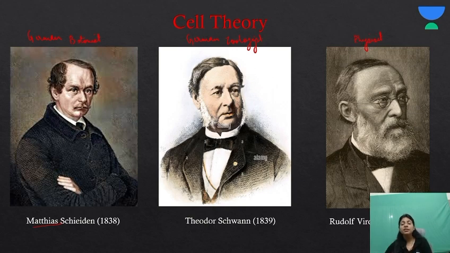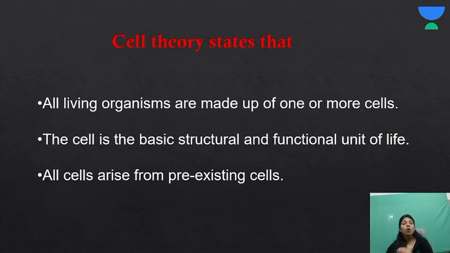Okay. He was a physicist. So all of them together gave the cell theory. So now let's see what the cell theory actually tells us about. The first thing was all living organisms are made up of one or more cells, and this was the first thing that was given by Matthias Schleiden. Okay, he said that every living thing is made up of cells.